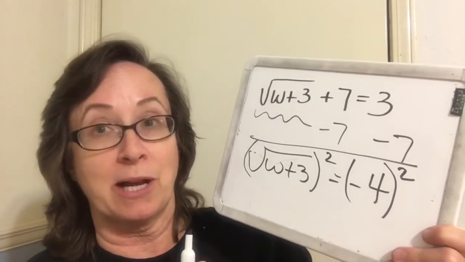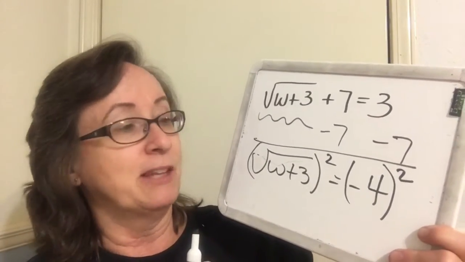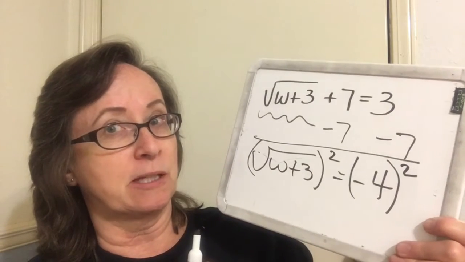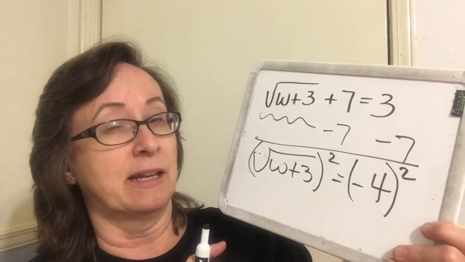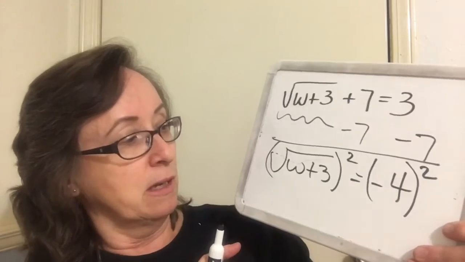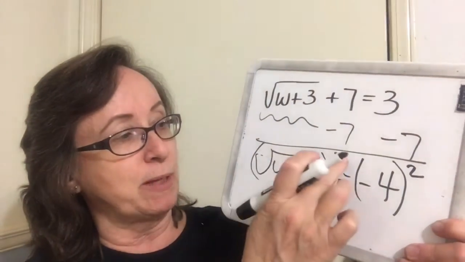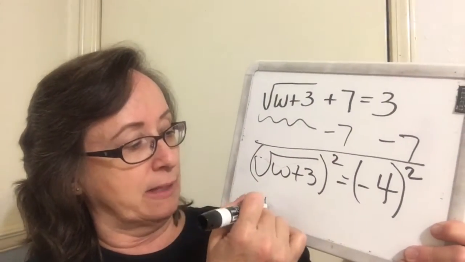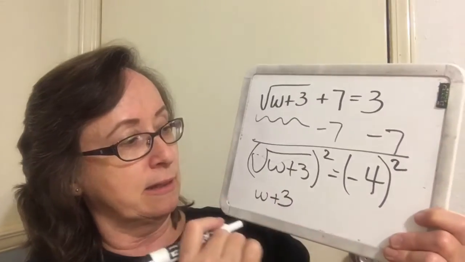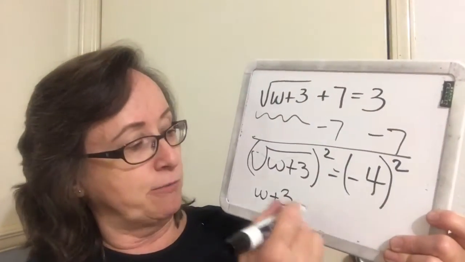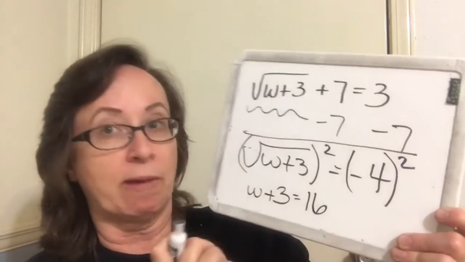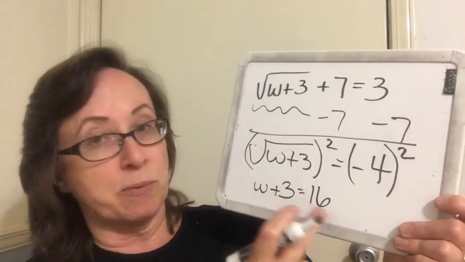I want you to go through the process and show me that you got what was supposed to be a solution, but you found out it was an extraneous solution. All right, so we're going to square both sides. When we square the radical, we get the w plus 3 that's underneath it. And when we square the -4, we get a 16. Okay? So w plus 3 is 16.